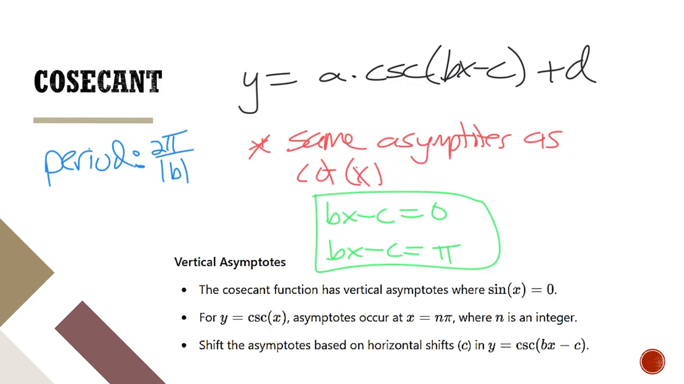So the cosecant, very similar again, that is 1 divided by sine, so therefore it'll be very similar to cotangent. So it has the same asymptotes as cotangent, which is bx minus c is 0, and bx minus c is pi. That's how I find the first two. And as you can see, we'll actually have a lot of asymptotes where you can just multiply by integers. There's a ton of them. We only like to draw 2 of them. Same period as sine, cosine. Tangent is the only one that has a different period.